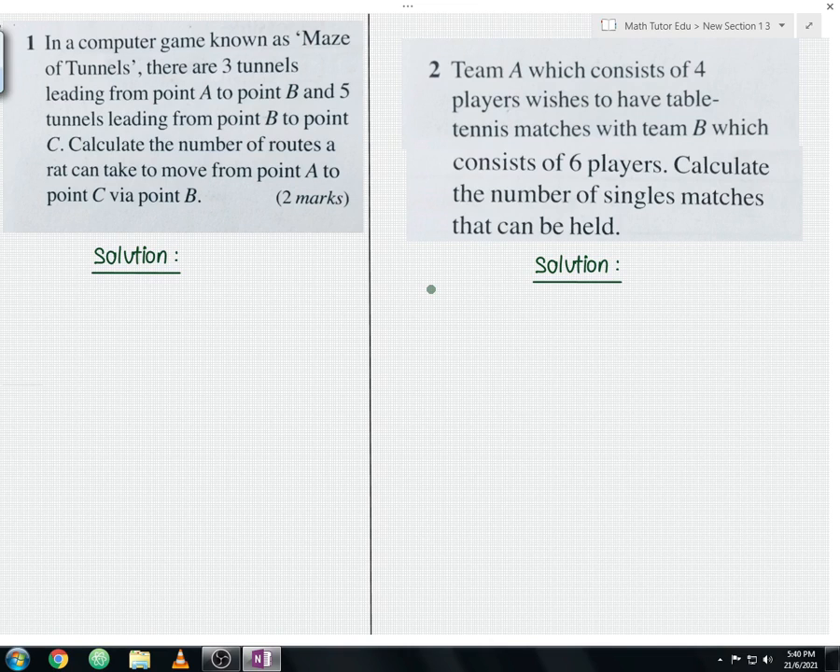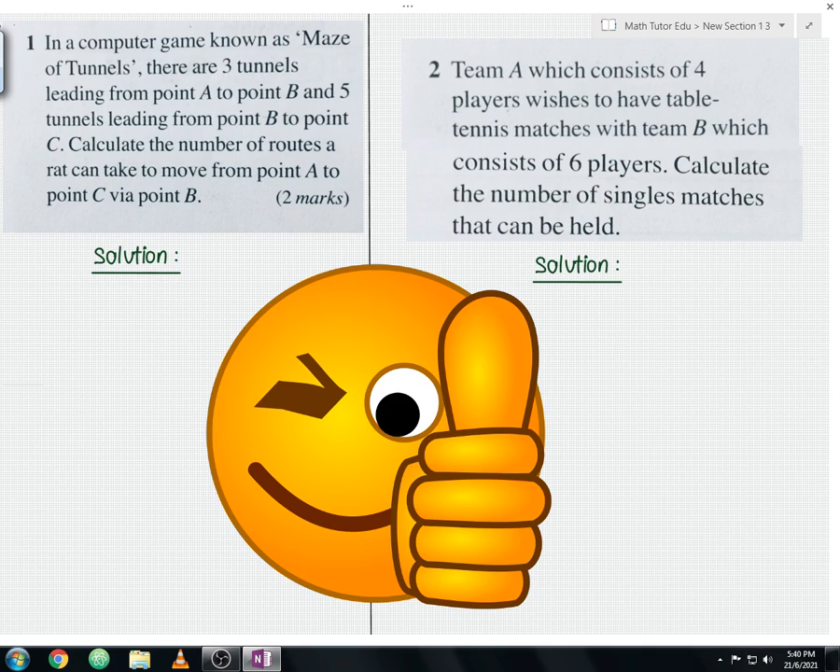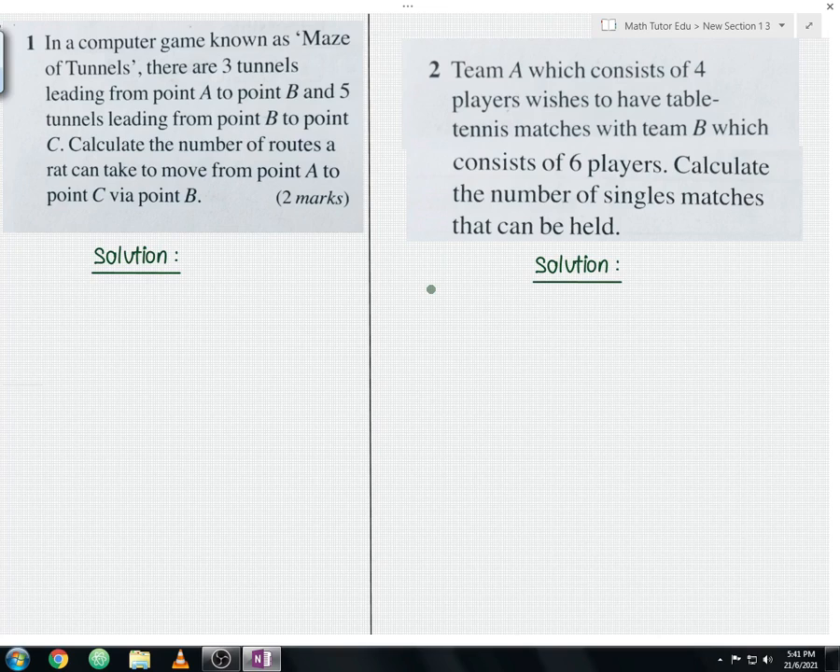I hope that you will attempt these questions in the future. If you could manage to solve this question, a big thumbs up to you guys. But if you can't solve this question, no worries, I'm going to show you the step-by-step working and the solutions. So without further delay, let us start to solve these two questions. Let us begin our discussion for question 1 first.